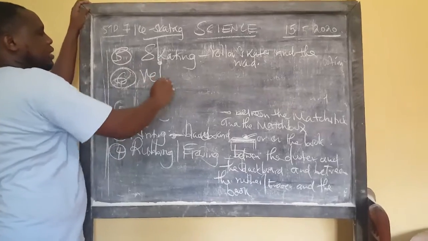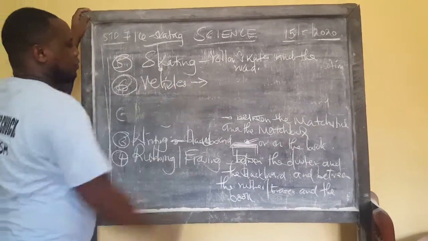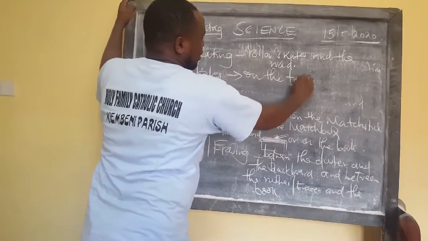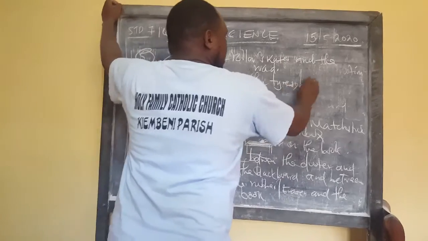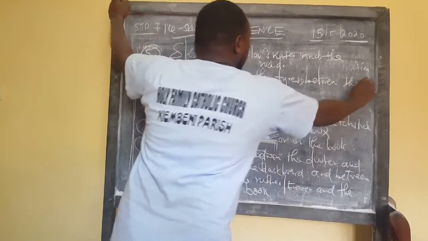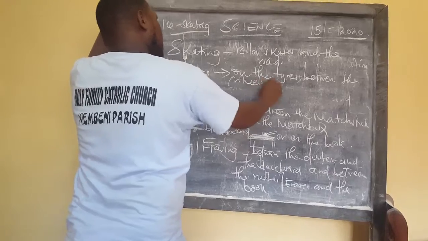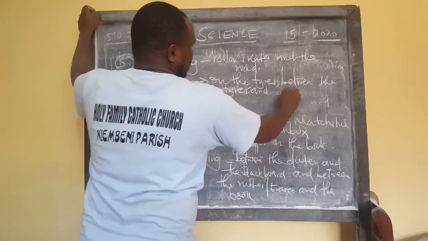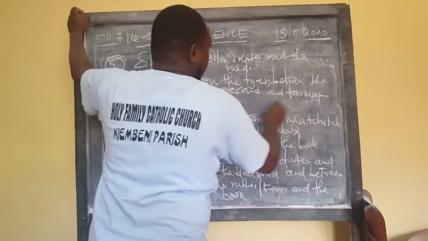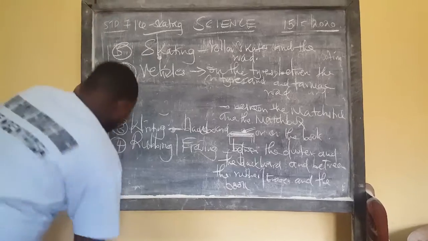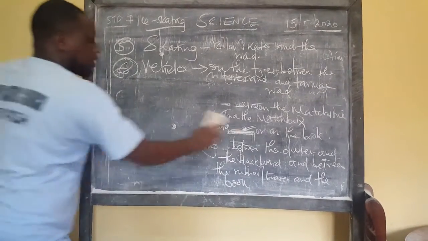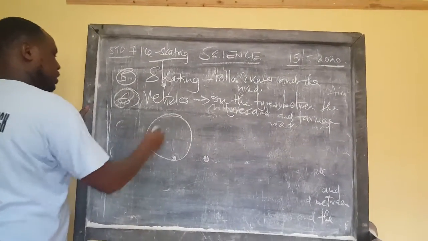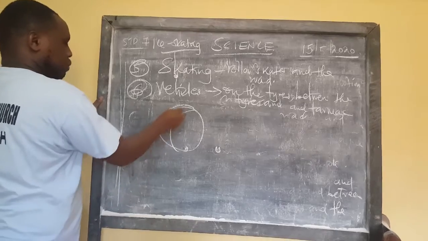The next one is number six. In vehicles, we need to have friction on the tires. That's between the wheels, the tires and the tarmac road. Now I want to explain this because it is going to be there in an exam. You'll be asked what's the importance of that part. I'm going to do something like this, and I'm going to show you.